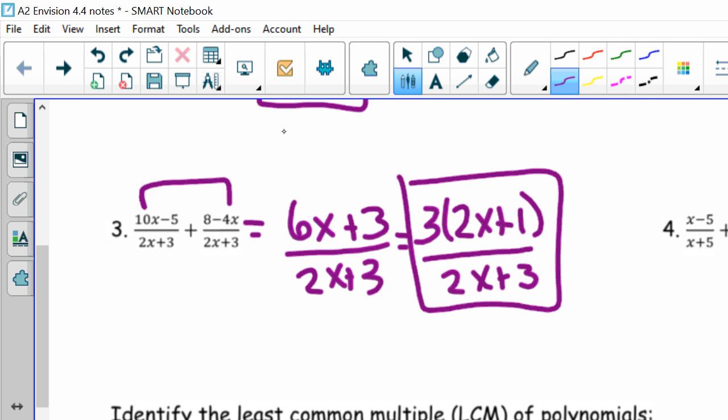Okay. And number 4, I see again that they have the same denominator, so combine like terms on the top. So 3x and x gets me a 4x. Negative 5 and a negative 21 gets me a negative 26 over x plus 5. And again, I see I could take a 2 out of everything on the top, so then that would leave me with 2x minus 13 over x plus 5.